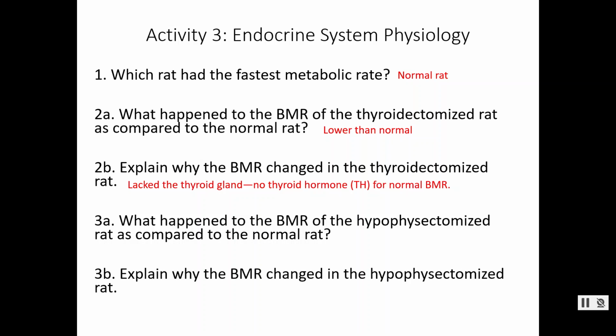It will be lower. What happened to the BMR of the hypophysiectomized rat? That's so hard to say, y'all. Hypophysiectomized rat as compared to the normal rat. Again, it was lower than normal. Why? Because now we don't have a pituitary. So instead of not releasing TH, if we have no pituitary, we're not releasing TSH. Okay, so your thyroid is not being stimulated to release thyroid hormone. So again, our BMR is lower.